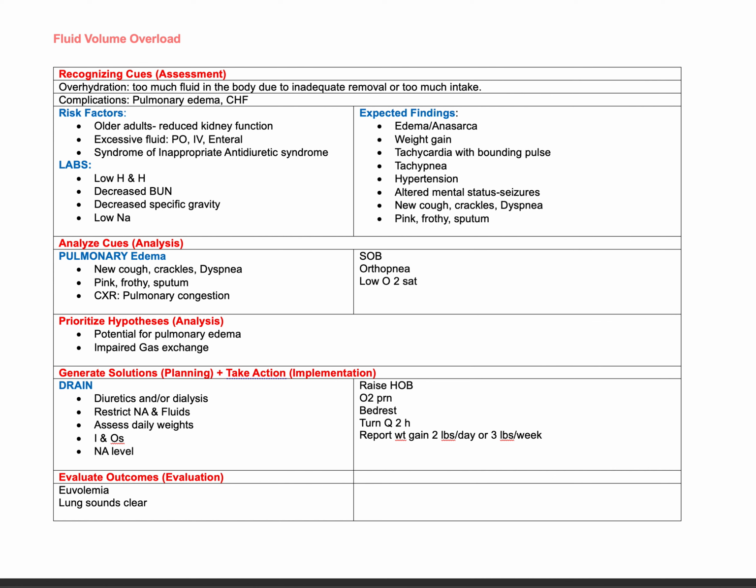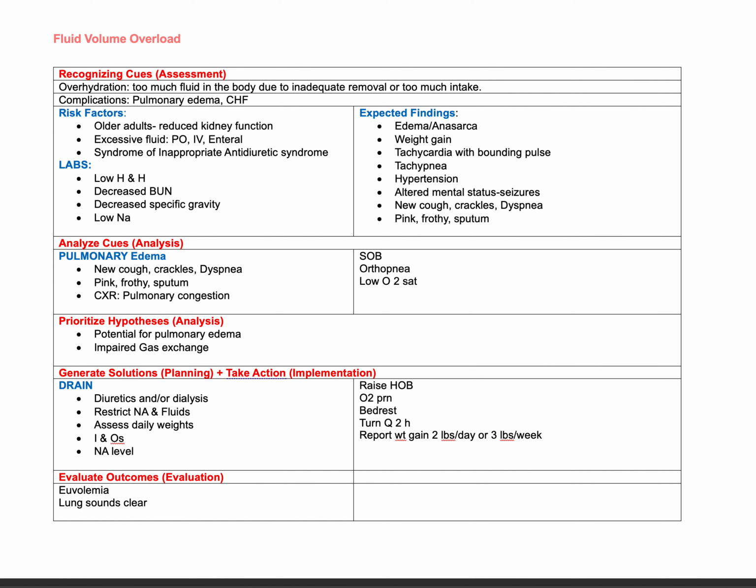If we discover that our patient is in pulmonary edema, the first thing you're going to do is raise the head of the bed, stay with your patient. Always stay with your patient if they are in distress. Okay? Put the oxygen on them, keep them on bed rest. So if people have a lot of edema, bed rest helps mobilize the fluid in the body because the kidneys perfuse better. So we put them on bed rest.